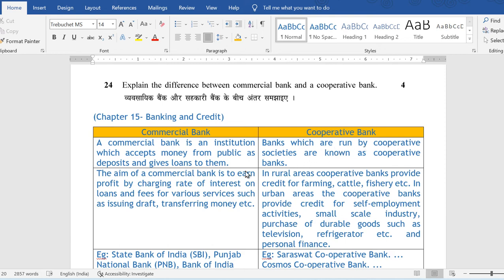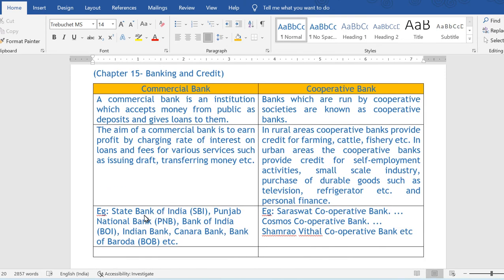The aim of a commercial bank is to earn profit by charging a rate of interest on the loans and the fees for various services that they offer, like issuing a draft, transferring money, etc. Whereas in a cooperative bank, they provide credit for farming, cattle, fishery, etc. In urban areas, these banks provide credit for self-employment activities, small-scale industries, purchase of goods, etc. Some examples of commercial banks are the State Bank of India, the Punjab National Bank, Bank of India, etc. Examples of cooperative banks are Saraswat Cooperative Bank, Cosmos Cooperative Bank, Shamrao Vittal Cooperative Bank, etc.